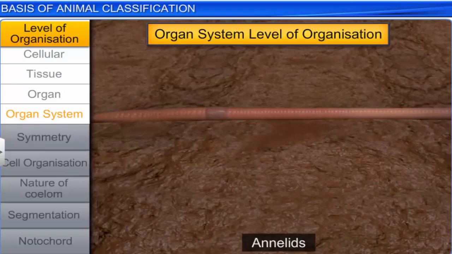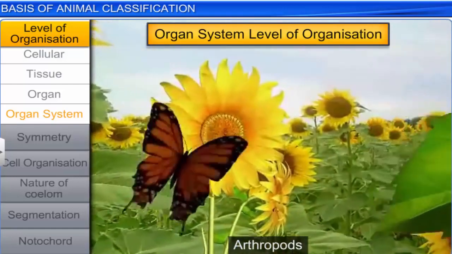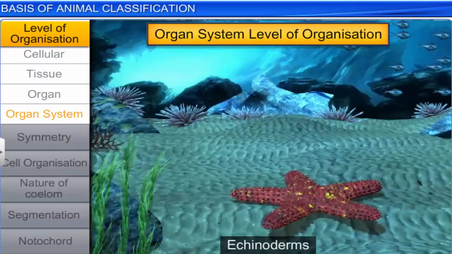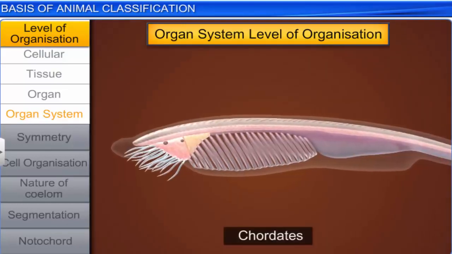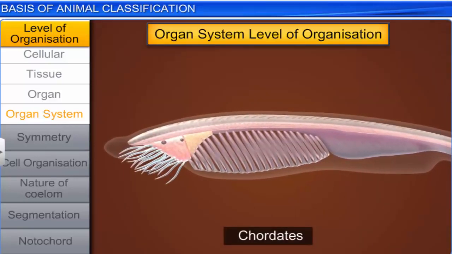Animals like annelids, arthropods, molluscs, echinoderms, and chordates exhibit this level of organization. Organ systems can also differ in complexity in various animal groups.